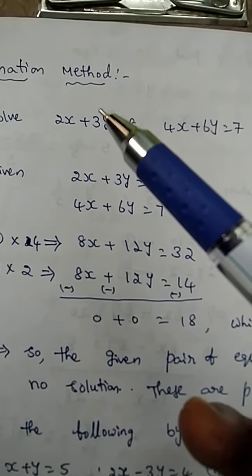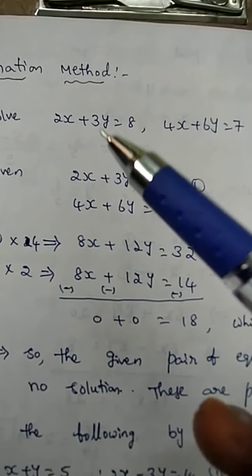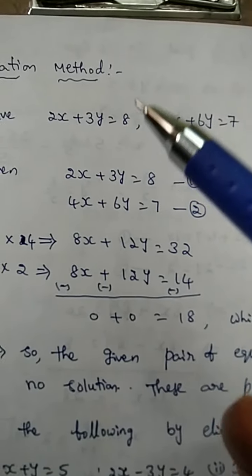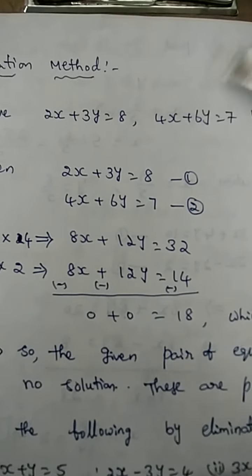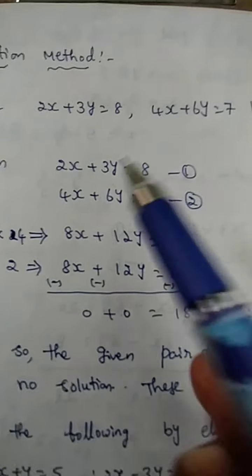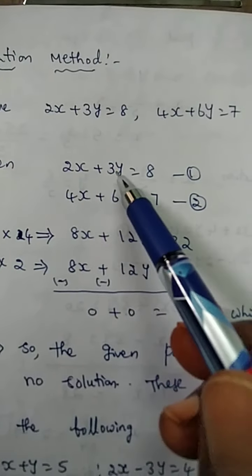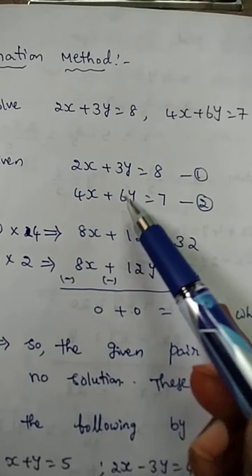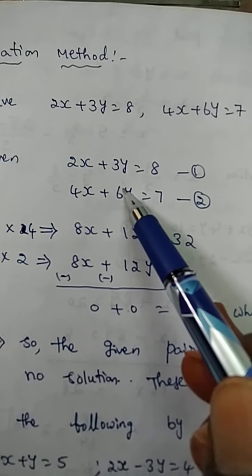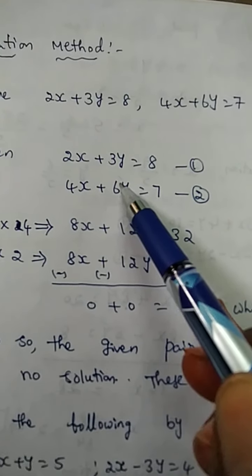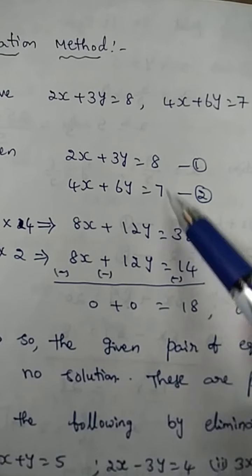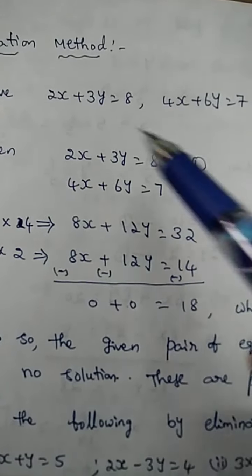a1 by a2 is equal to b1 by b2 is not equal to c1 by c2. Those are parallel lines. That pair of linear equations has no solutions. So 2 by 4, 1 by 2, 3 by 6, 1 by 2. a1 by a2 is equal to b1 by b2 here, is not equal to c1 by c2. Then automatically these are parallel. They have no solutions.